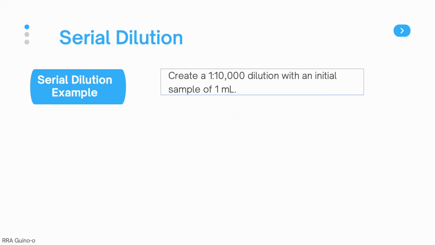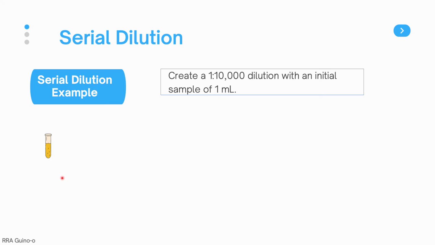Okay, let's now move on to our serial dilution. If you recall from our previous slides, a serial dilution is just a compound dilution in which all the steps or all the tubes have the same initial dilution. In this example, we have the problem to create a 1:10,000 dilution with an initial sample of 1 ml. So let's see how we would do a serial dilution.